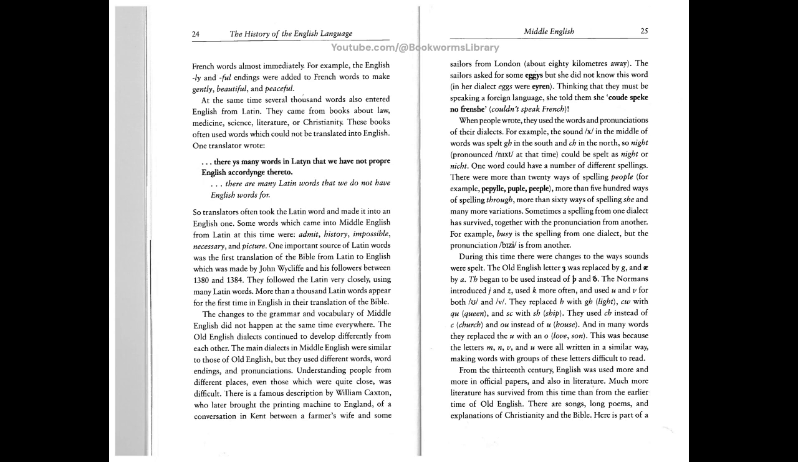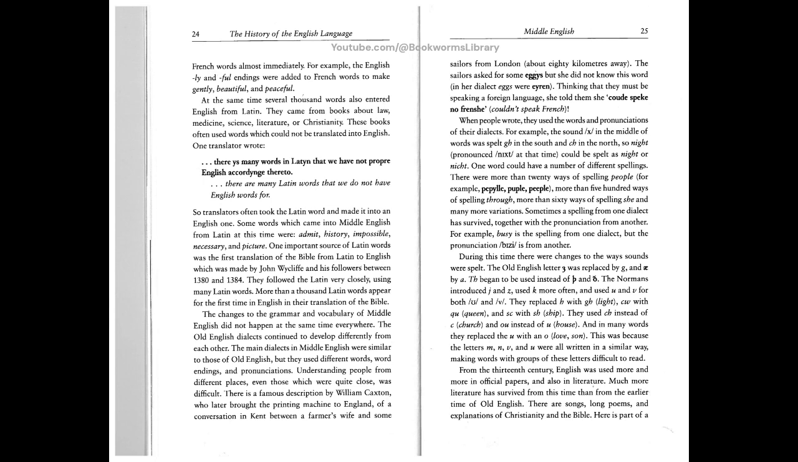At the same time, several thousand words also entered English from Latin. They came from books about law, medicine, science, literature, or Christianity. These books often used words which could not be translated into English. One translator wrote, "There is many words in Latin that we have not proper English according thereto." There are many Latin words that we do not have English words for. So translators often took the Latin word and made it into an English one. Some words which came into Middle English from Latin at this time were admit, history, impossible, necessary, and picture.